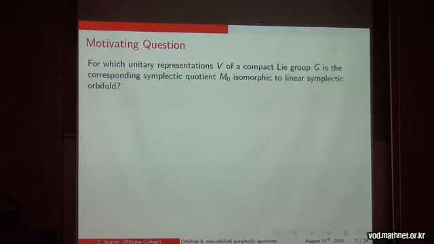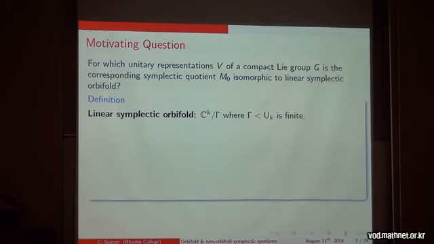And the question that's motivating this project is to try and understand exactly when this happens. So is this a frequent thing? Ideally, we'd like to take a representation of a compact Lie group and be able to tell right from the representation whether or not it's somehow isomorphic to a linear symplectic quotient.